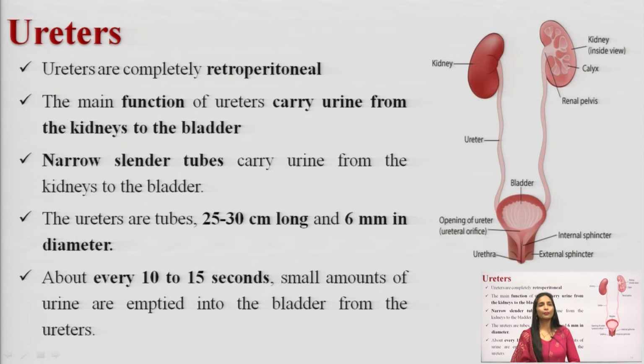And next we will discuss the ureters. So, what is an ureter? This is an ureter. What is the main function of an ureter? The main function of an ureter is to carry urine from the kidney. Look at the connection here. The main function of the ureter is that it will carry urine from the kidney to the bladder.